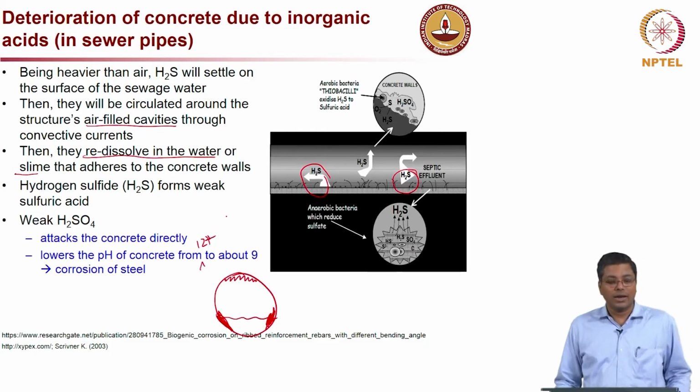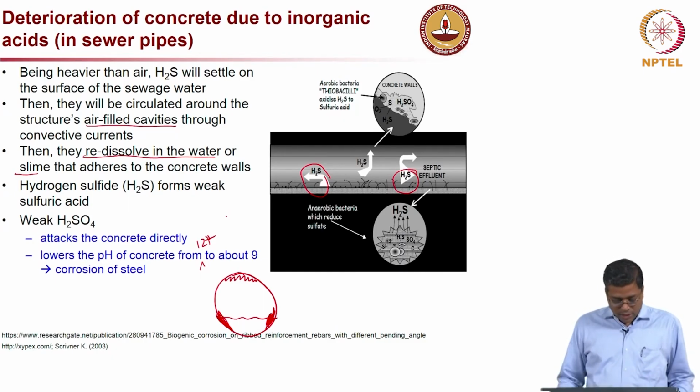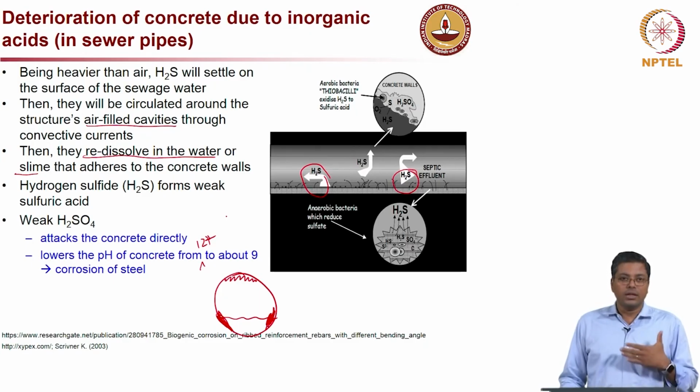to about 9. And now we all know that when the pH is about 9, that low pH, the steel is very vulnerable to corrosion. So, that is why we have a significant problem of corrosion of these pipelines or sewer pipelines, and their life is not really very long, even though we desire it to be.